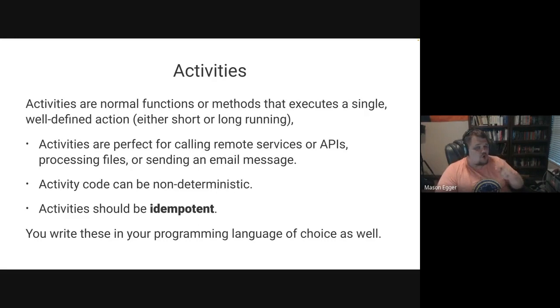Activities are perfect for calling remote services and APIs, processing files, sending email messages. Any code that is prone to error or potentially non-deterministic is what you would put in an activity. Your activities should also always be idempotent. If you don't know what idempotent is, it's one of my favorite metaphors: pushing the button on the elevator. No matter how many times you push the button on the elevator, it's not going to get there any faster.